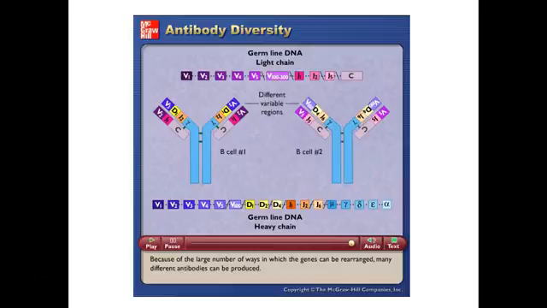But remember, each B cell only makes that one antibody it has picked, right? The next B cell that's generated picks its numbers, and it's going to be different, right? Each time, even if they pick the same numbers, because of the imprecise joining, they're going to be different.